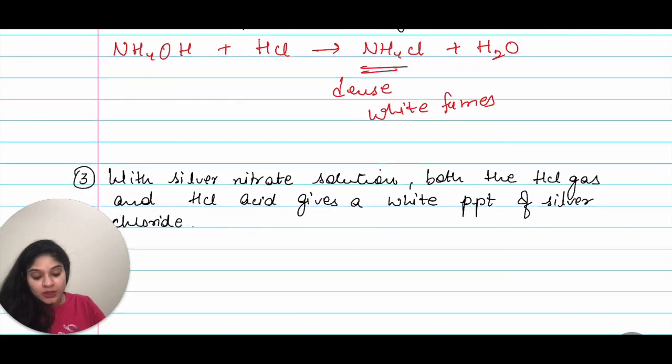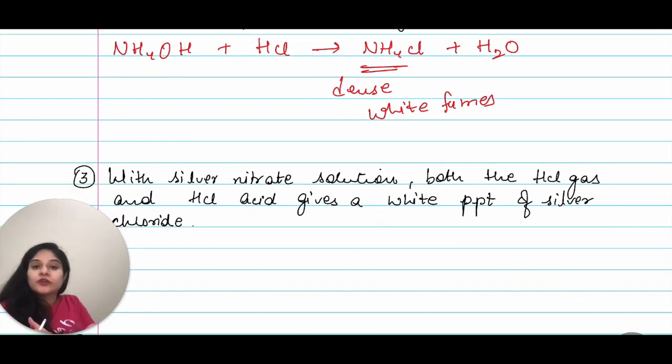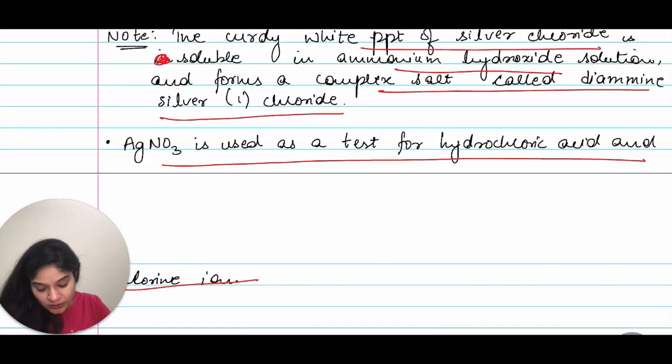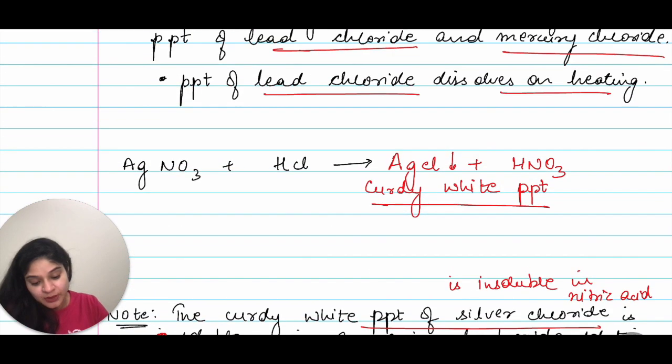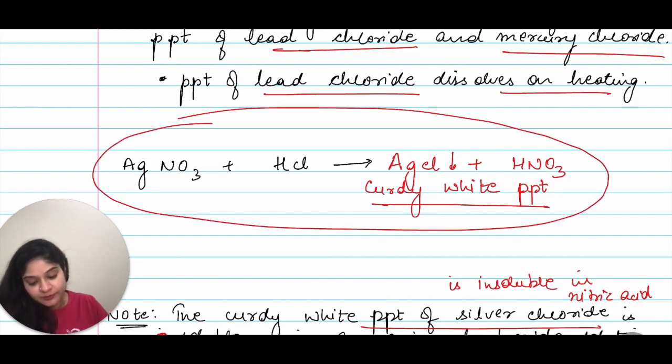Moving on, silver nitrate. Now we just covered this one. With silver nitrate solution, both the HCl gas and HCl acid will give you a curdy white precipitate of silver chloride. So let's look at that equation. We just did it right here. AgNO3 plus HCl gives us AgCl, that is a curdy white precipitate, plus HNO3.